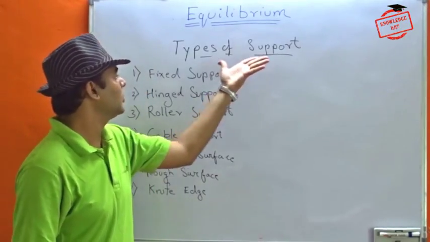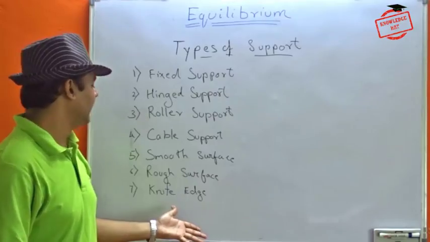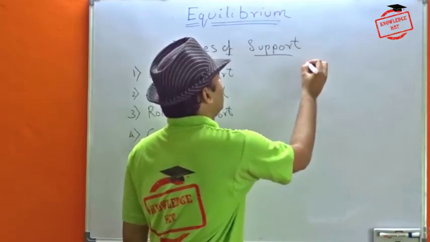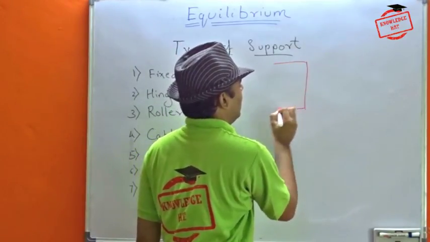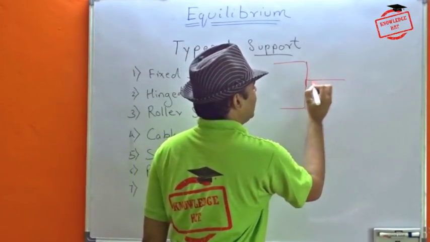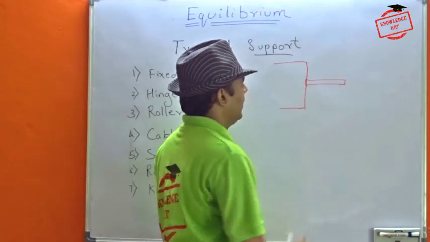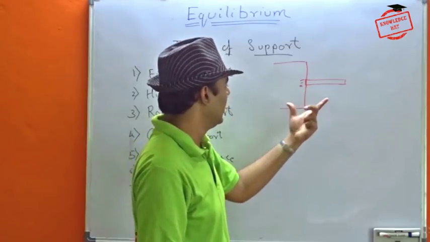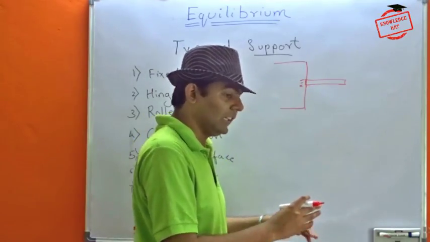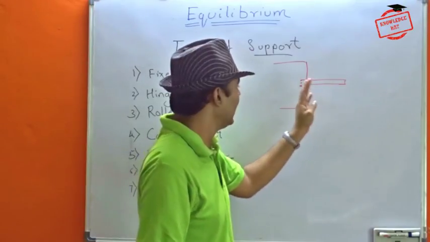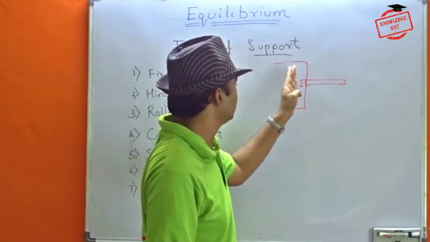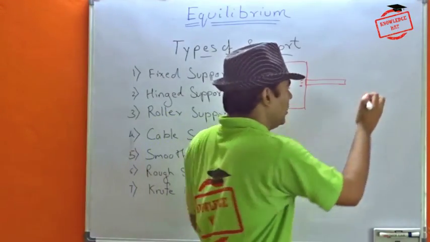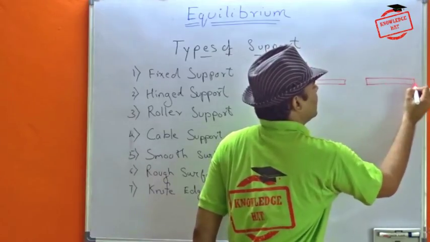Now we look at the types of support in an equilibrium system. First is the fixed support. Consider a wall and a beam fixed at it. Now, for our analysis, we need to understand which are the different types of motions or the forces that this wall or fixed support will implement, or will have a reactional effect on this beam.